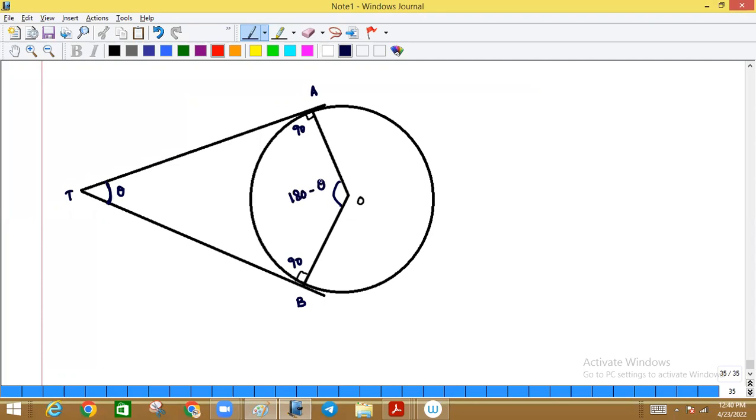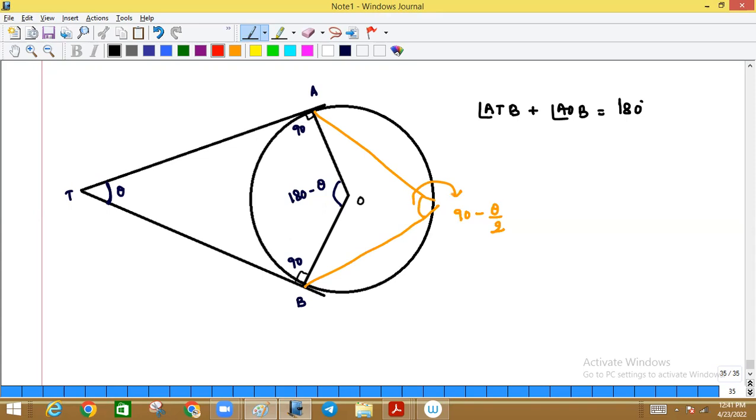180 minus theta. If I draw a line like this, can you tell me what the angle is here? It is half of the angle at the center, 90 minus theta by 2. But anyway, what we can observe here is that if two tangents are drawn, ATB plus AOB are supplementary. What is their sum? 180. Because the other two angles in a quadrilateral are 90 and 90. If these two sum to 180, the other two sum is also 180, because the entire sum of angles in a quadrilateral is 360.